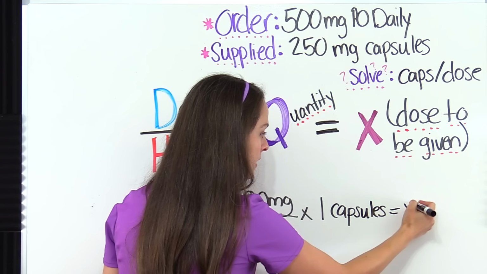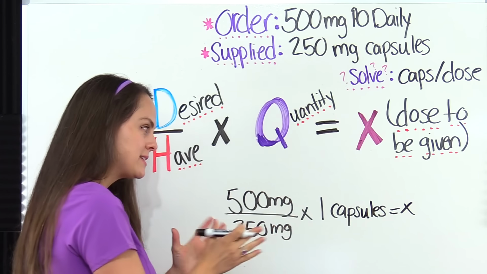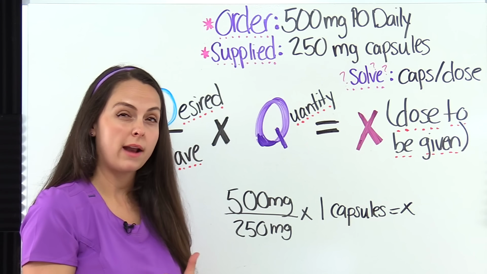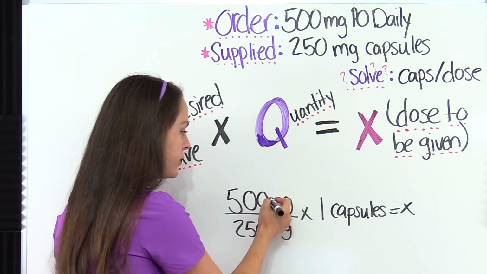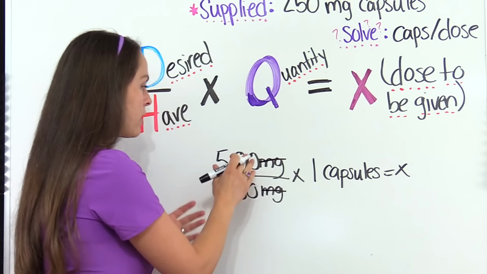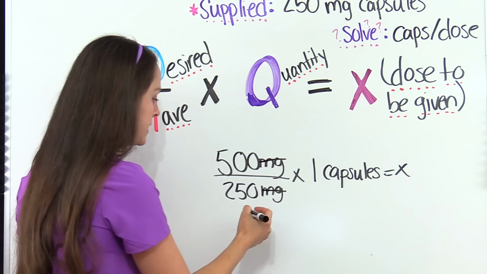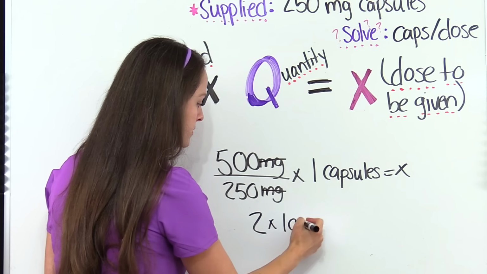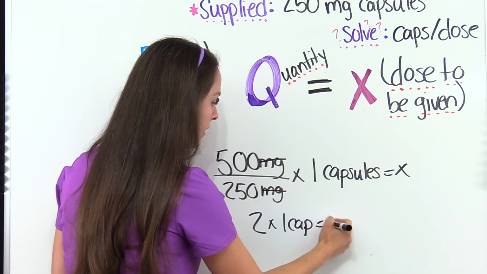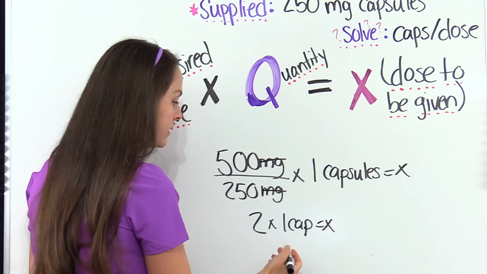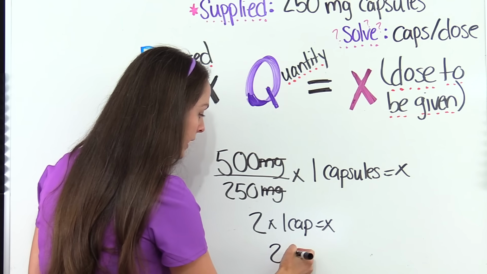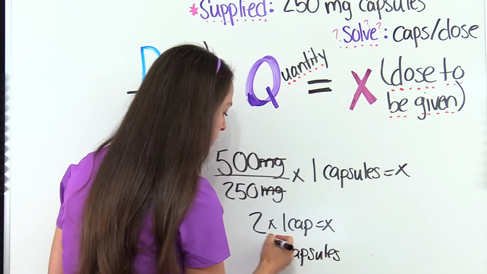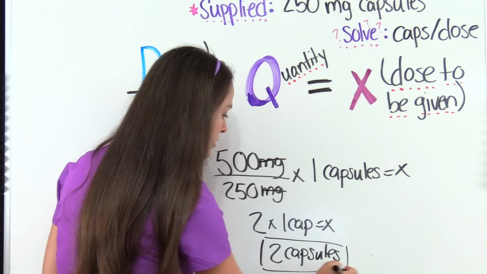And now we're going to solve. But before we solve, we have to make sure that these units match up, because if they don't, we would have to convert. And they do. They're both milligrams, so they cancel out. So 500 divided by 250 is 2, times 1 capsule, and 2 times 1 is 2, so our answer is 2 capsules. That is how much we are going to administer to our patient.